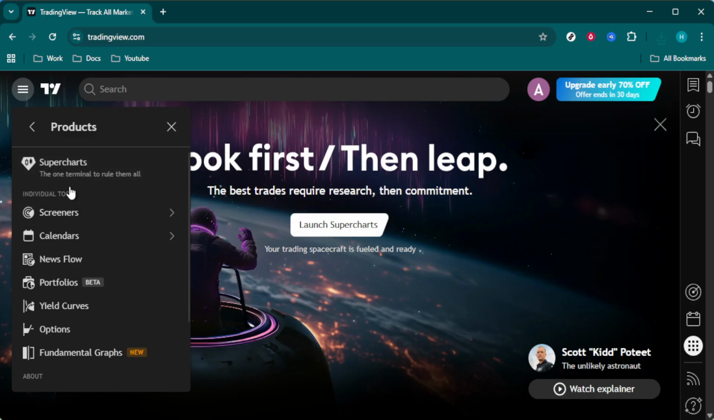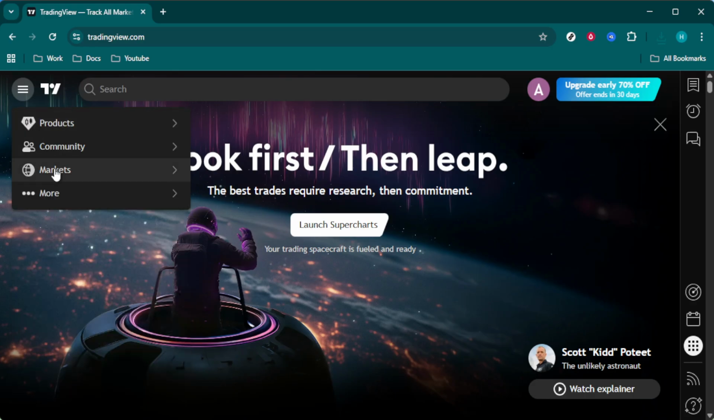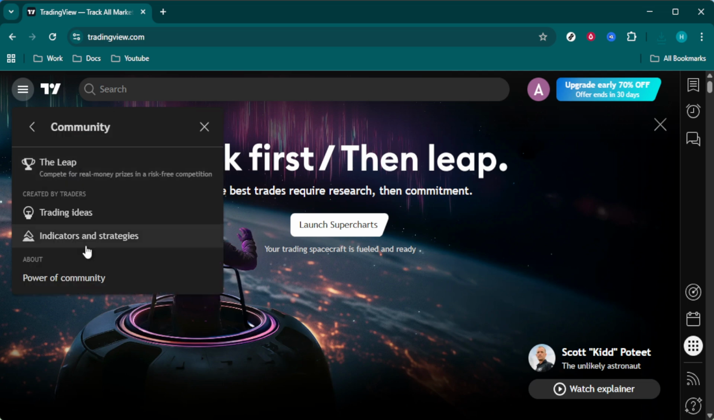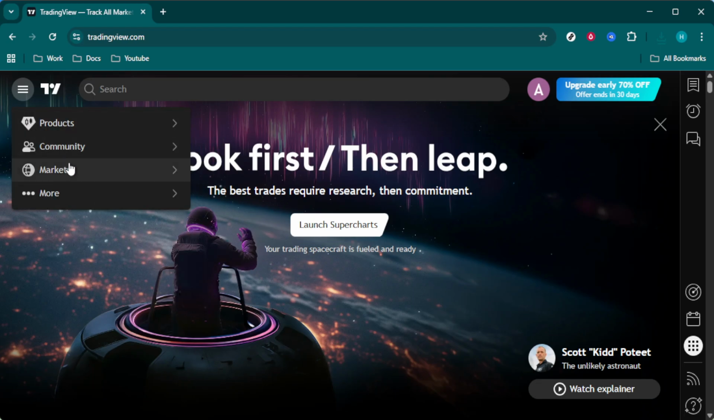Now, let's take a look at the community aspect of TradingView. This platform thrives on collaboration and sharing, so you might find it valuable to engage with other traders. You can browse ideas, strategies, and insights shared by people from around the globe. It's a great way to learn from the experiences and analyses of others, contributing to your growth as a trader.